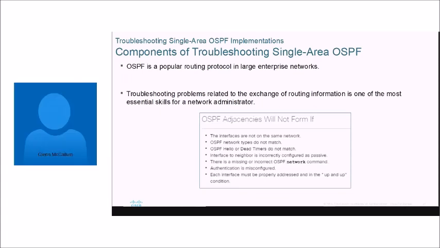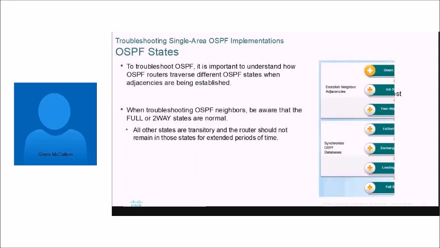Interface to neighbour is incorrectly configured as passive. Well, passive interface has its advantages, but forming adjacencies is not one of them. If you've fouled up with your network commands, so you've missed one or typed it incorrectly. Authentication is another thing that you can misconfigure at times. And of course, the actual interfaces must have an address and must be up for them to be able to exchange packets to actually form an adjacency.